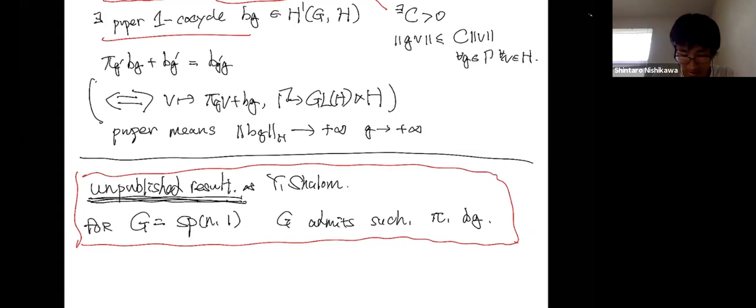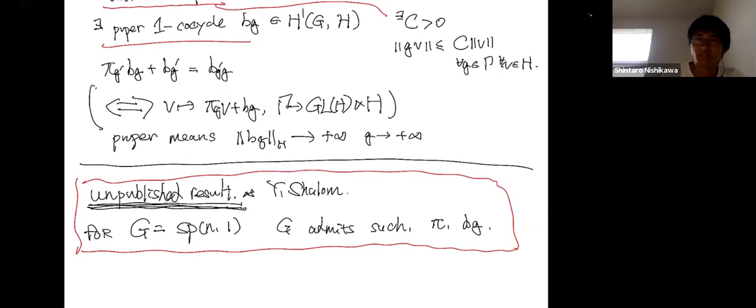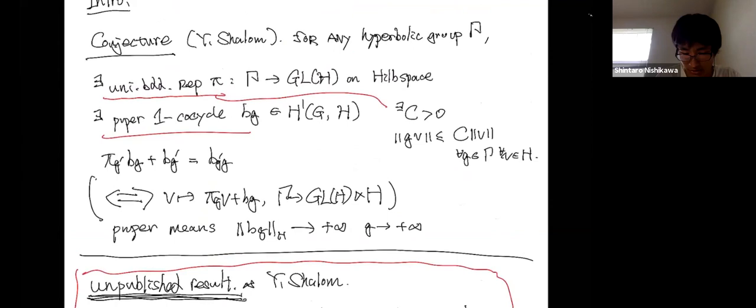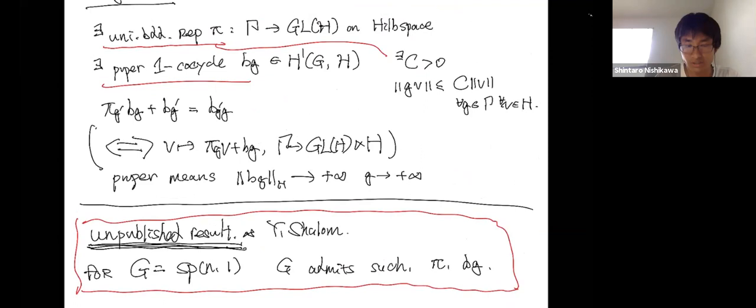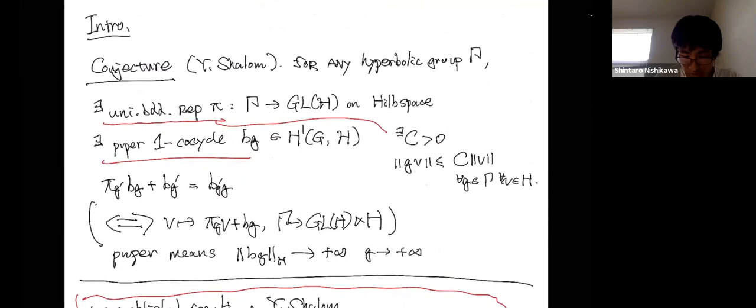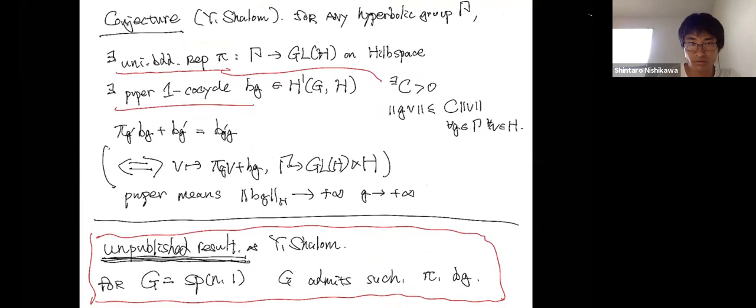And again, this implies that the lattice of Sp(n,1) is a hyperbolic group and they satisfy this conjecture. And again, G has Kazhdan's property T, so this is very interesting. They cannot have a unitary representation for which there is a proper cocycle.